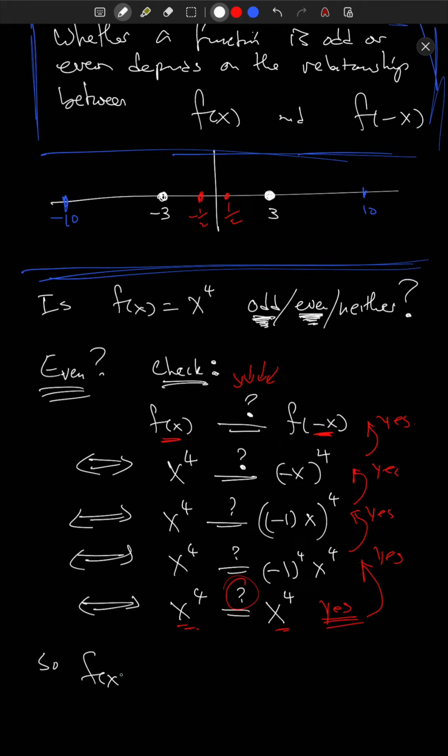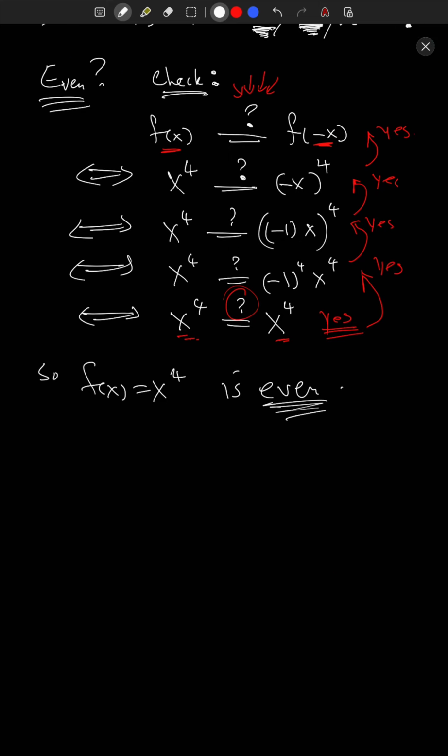So f of x equals x to the fourth is even. Okay, because the answer to this final question was yes. All right, how would we do this question? So at this point, if this was a homework problem, you would just stop, right? Because you know it's not going to be odd.